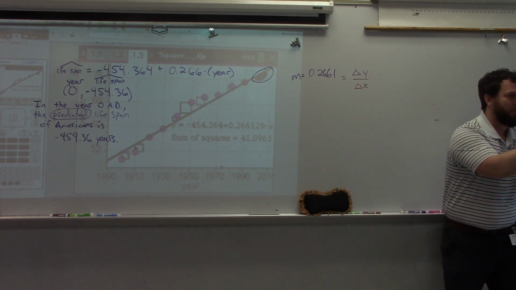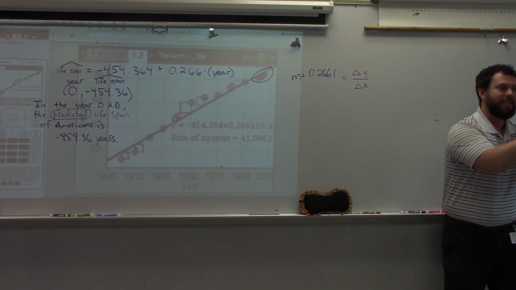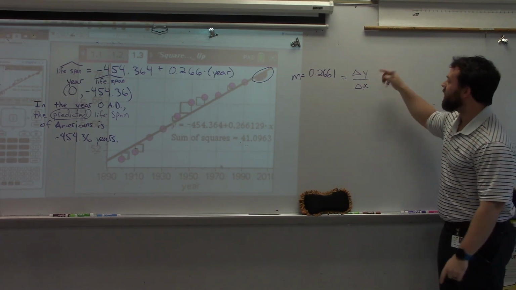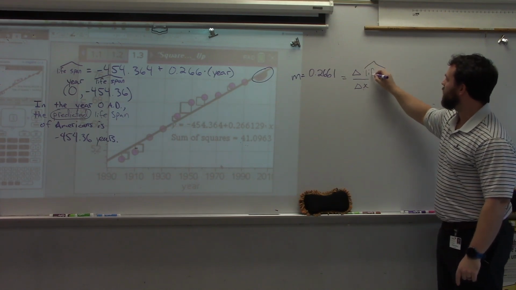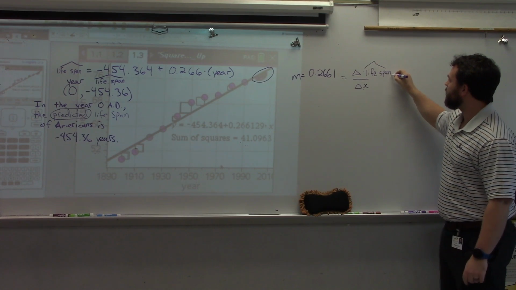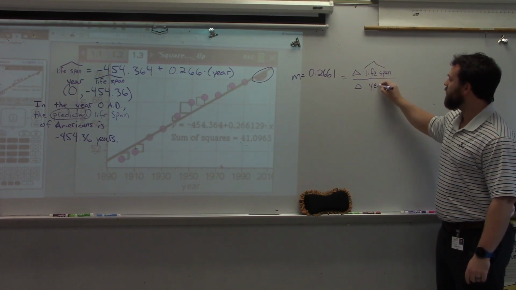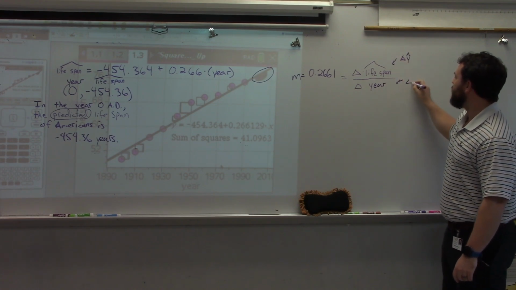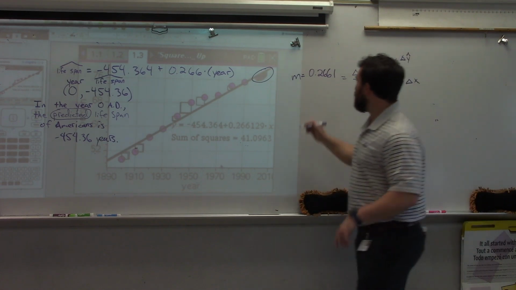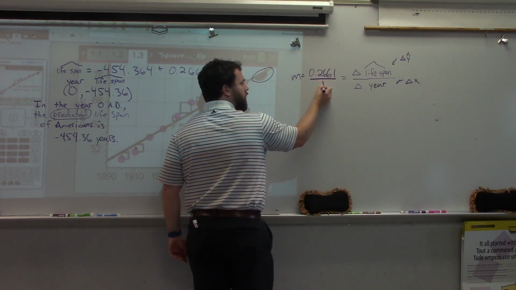What was the key word you were missing? Americans. Nope, there's a P word. Predicted. Because in this, it is not the change in Y, it's the change in the predicted lifespan, divided by the change in the year, right? So the change in the predicted Y, the change in the X. And notice this 0.2661 would be understood to be divided by 1.